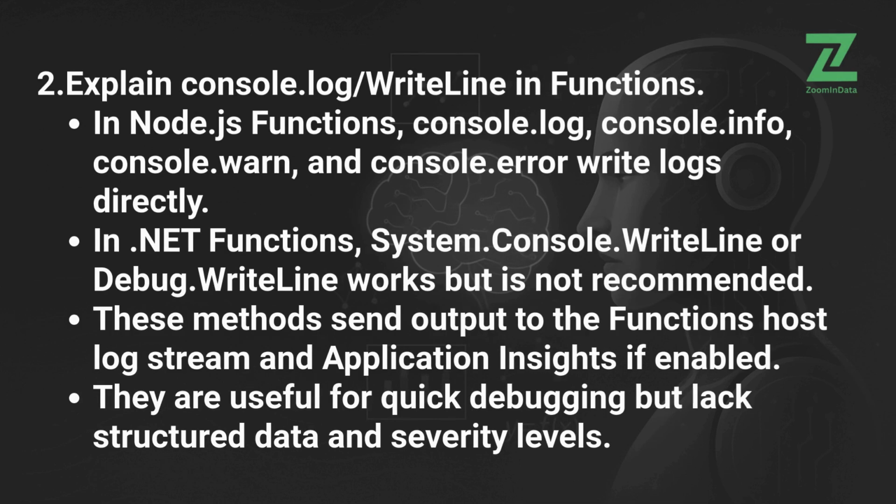Explain console.log, Console.WriteLine in functions. In Node.js functions, console.log, console.info, console.warn, and console.error write logs directly. In .NET functions, System.Console.WriteLine or Debug.WriteLine works but is not recommended. These methods send output to the function's host log stream and Application Insights if enabled. They are useful for quick debugging but lack structured data and severity levels.